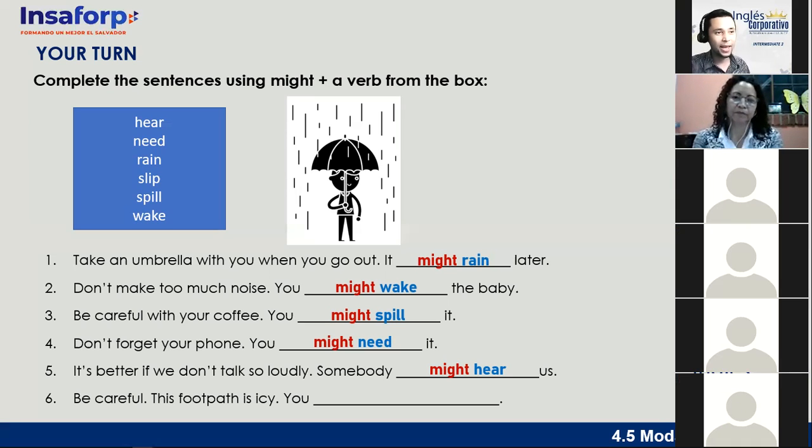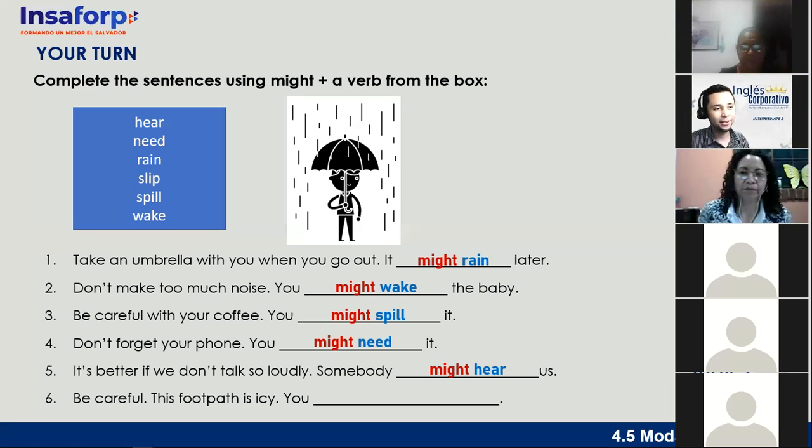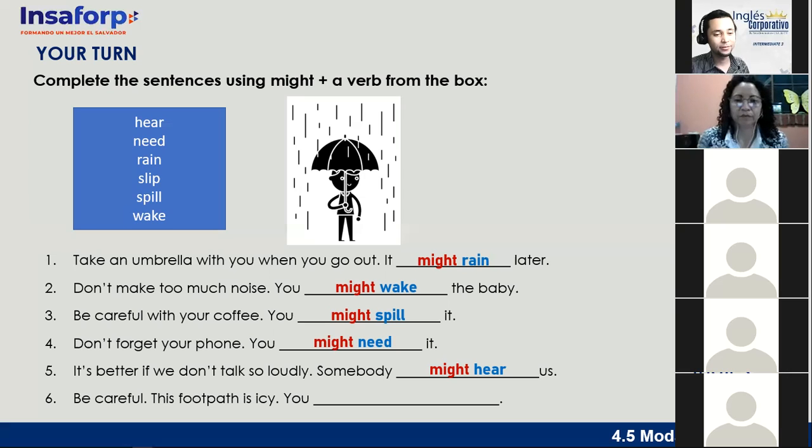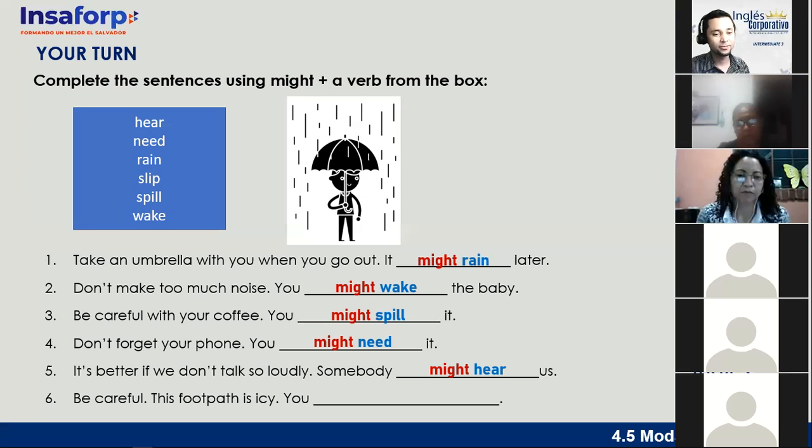And number six. A volunteer for this one, please? Maritza. Be careful. This footpath is slippery. You might slip. Okay. Always remember the pronunciation is might. So you might slip. Right. Very good. You might slip. That is correct. Great, everybody.